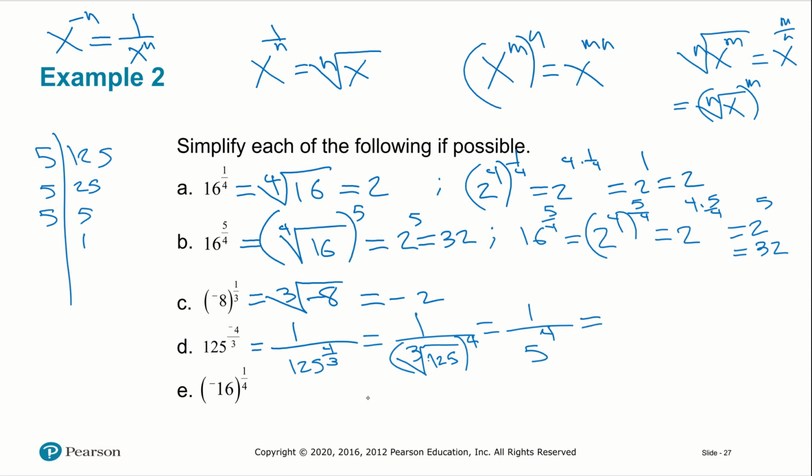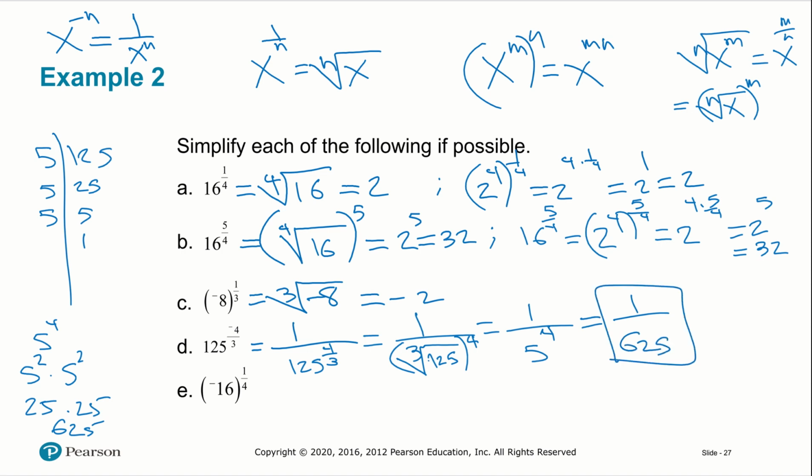Now 5 to the power of 4, that's like 5 squared times 5 squared, so 25 times 25, which is 625. So there you go. There's that.